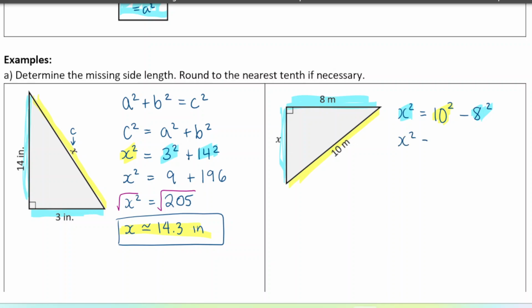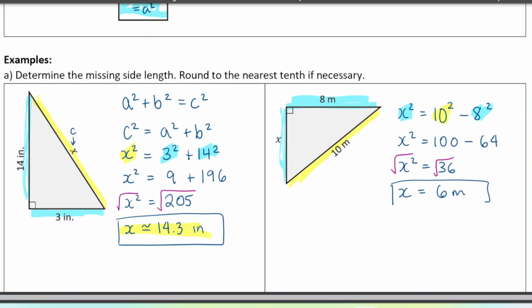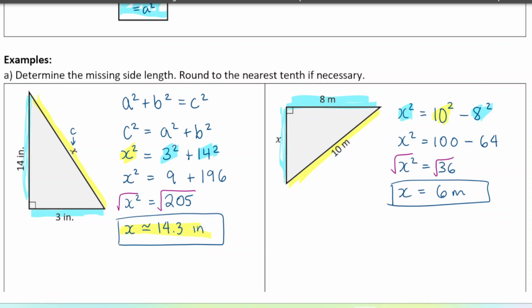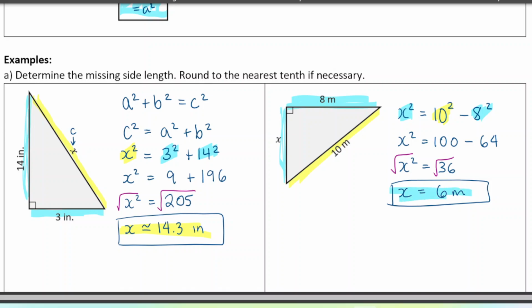Okay, so let's evaluate that right-hand side. 10 times 10 is 100. 8 times 8 is 64. So x squared is going to be equal to 36. And then we're going to unsquare it to find the length of x. So we can take the square root. And square root of 36 is exactly 6. So this time, and it's going to be in meters, I didn't have to round anything because I was taking the square root of a perfect square there. And that is my final answer.